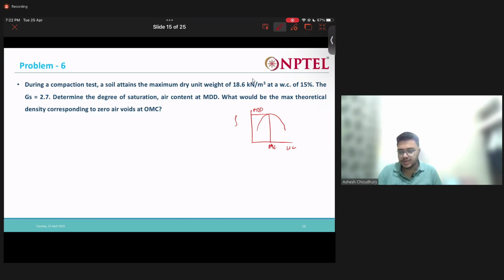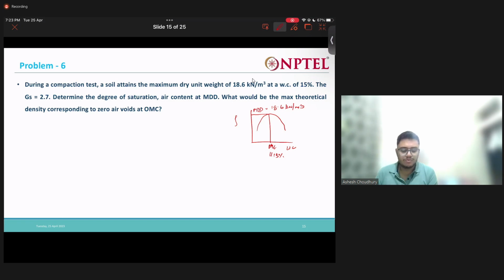It's given that during a compaction test, a soil attains the maximum dry unit weight of 18.6 kilonewton per meter cube at a water content of 15%. So the MDD is given as 18.6 kilonewton per meter cube, and the OMC is given as 15%. Gs, the specific gravity of soil solids, is given as 2.7. We need to determine the degree of saturation and air content at this maximum dry density, and also find the maximum theoretical density corresponding to the zero air void line.